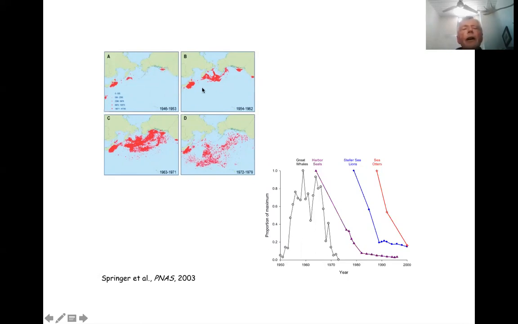As time progressed, whaling expanded. Post-World War II whaling expanded to spread across the Aleutian Islands. By the early 60s to late 70s, it was massive. There were huge numbers of animals taken.